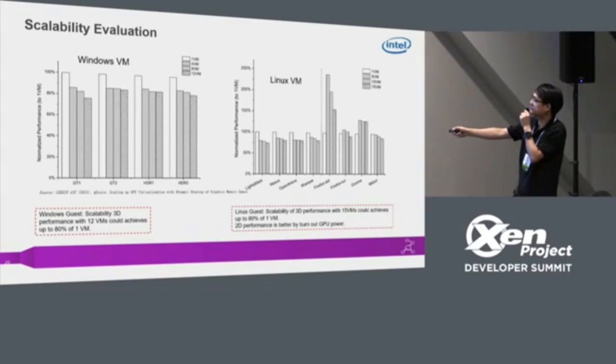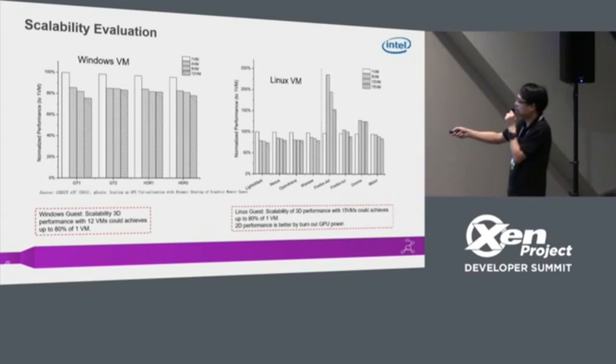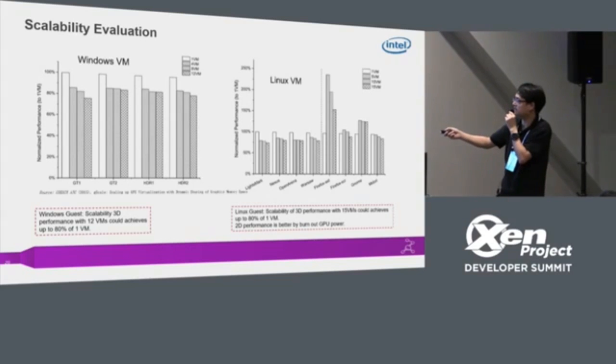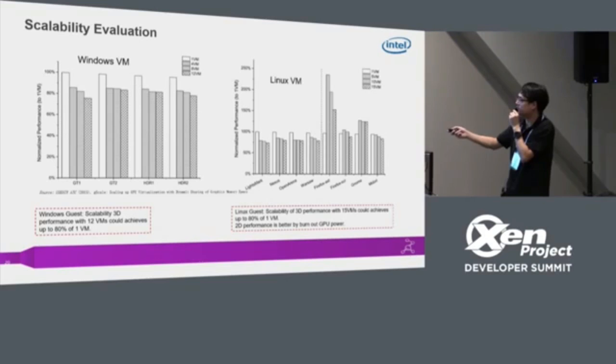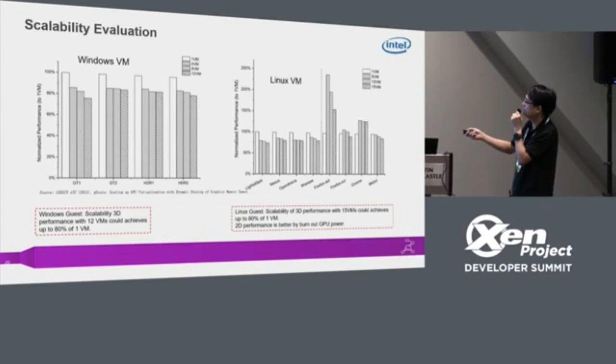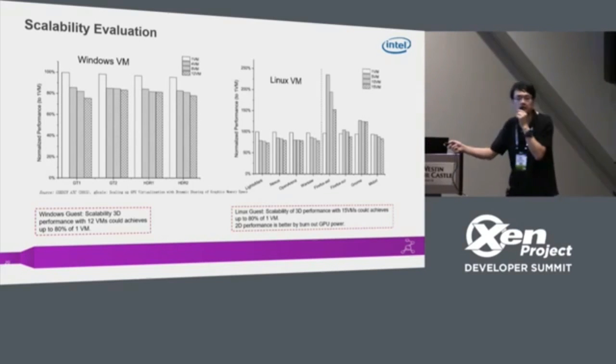On the Linux side, a very interesting thing is that in the 2D case, multiple VMs got even better performance than a single VM. This is because in a single VM, the GPU capability was not fully utilized. But as we increase the number of VMs, we burn out the CPU power, so it gets more performance. Overall, even with 15 guests, we can get above 80% of the performance compared to a single VM.